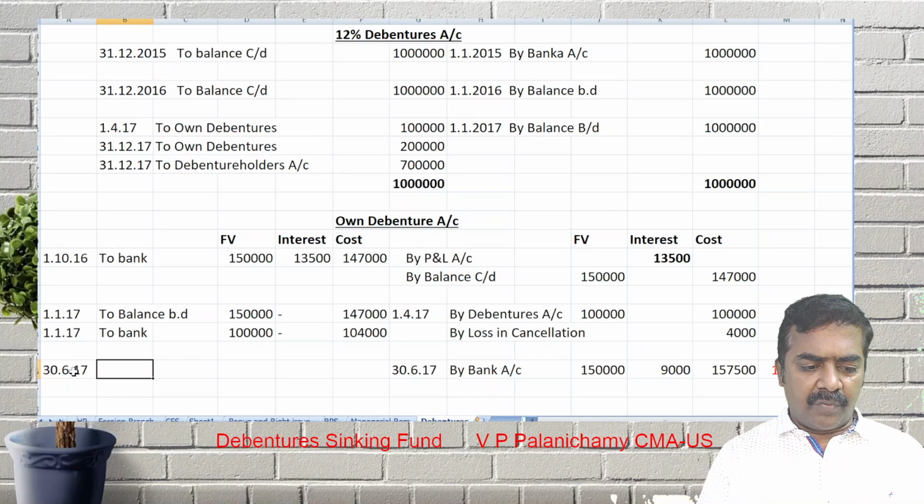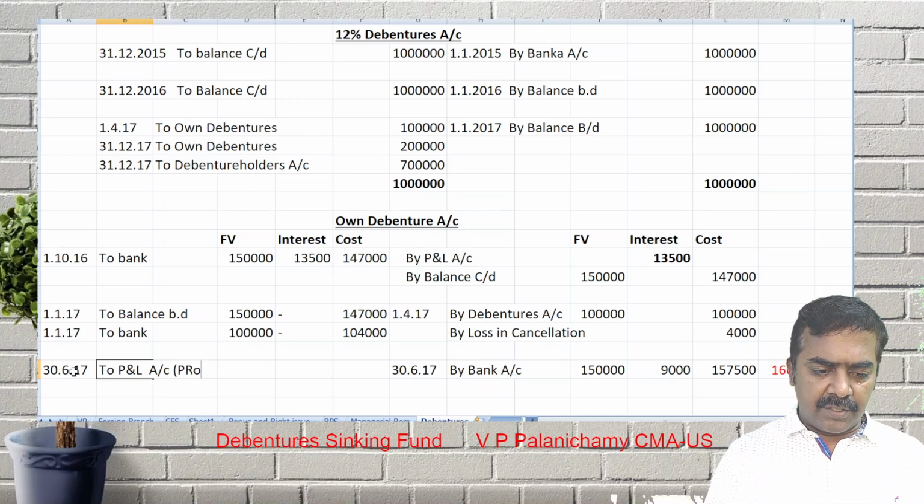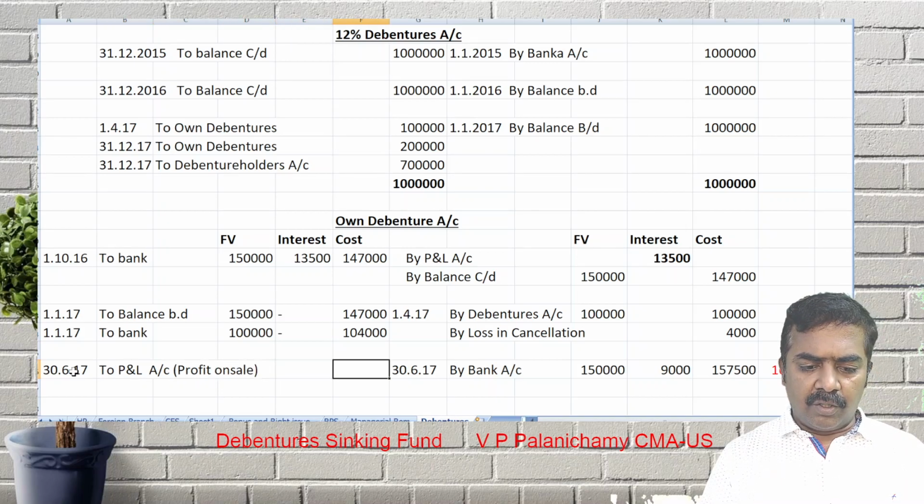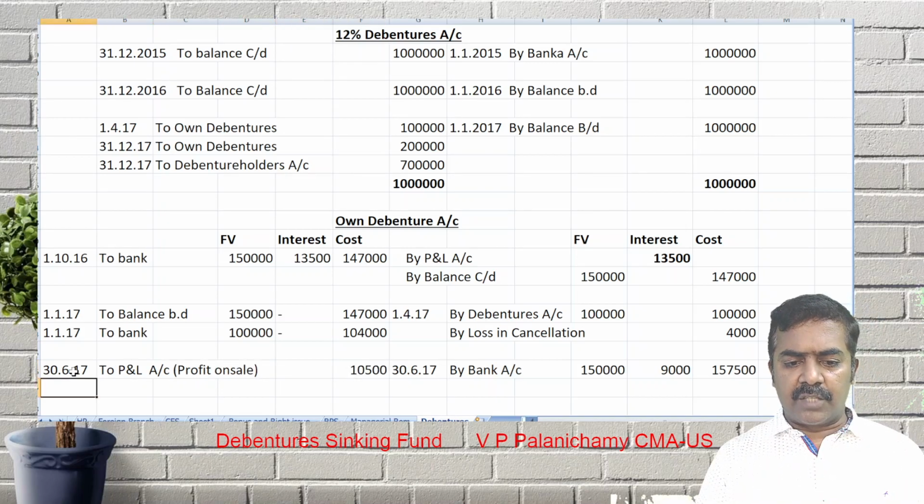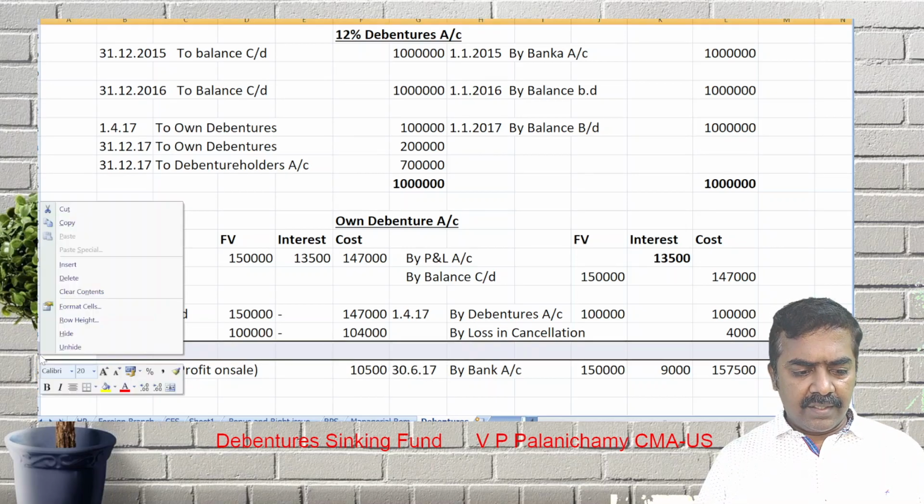Profit on 30/6/2017. Profit will be transferred to which account? To P&L account. What is the profit on sale? 10,500 is transferred to which account? P&L account. This is for the sale.